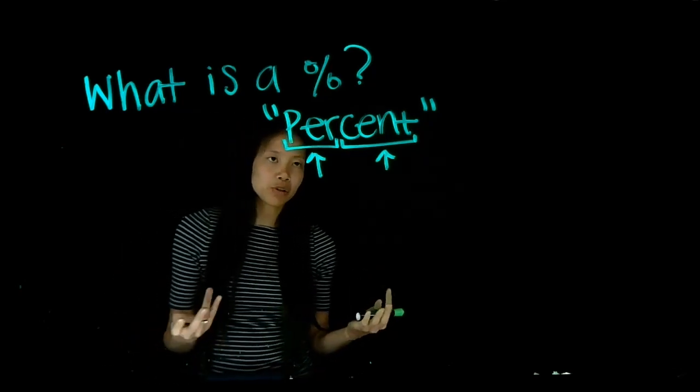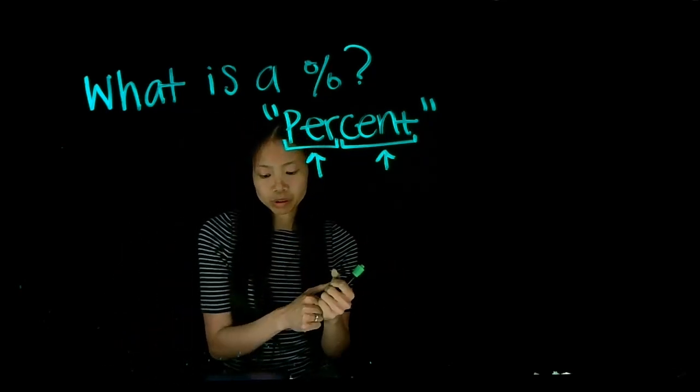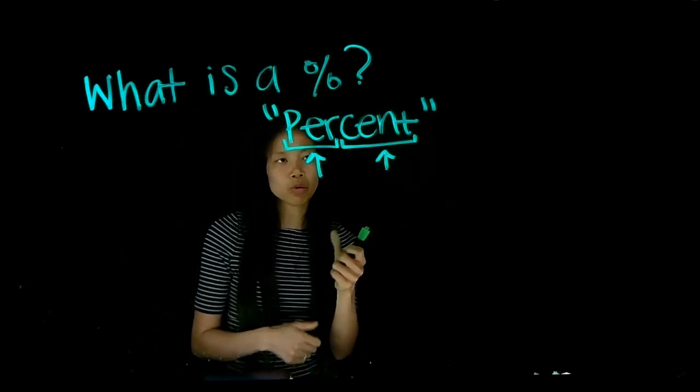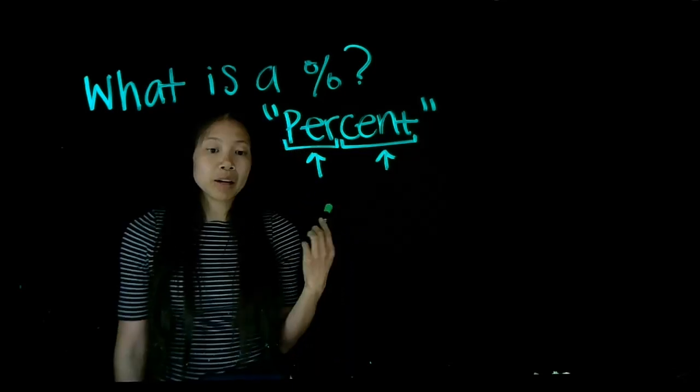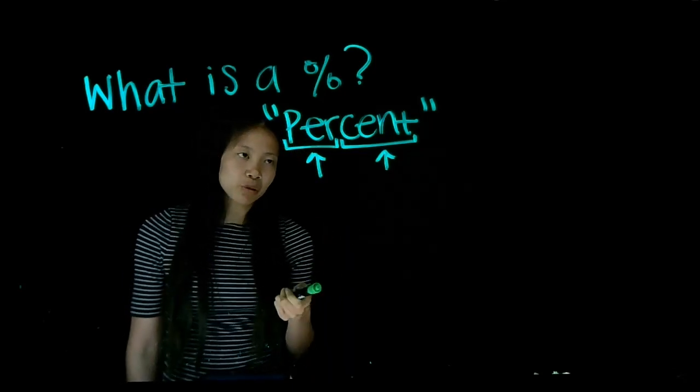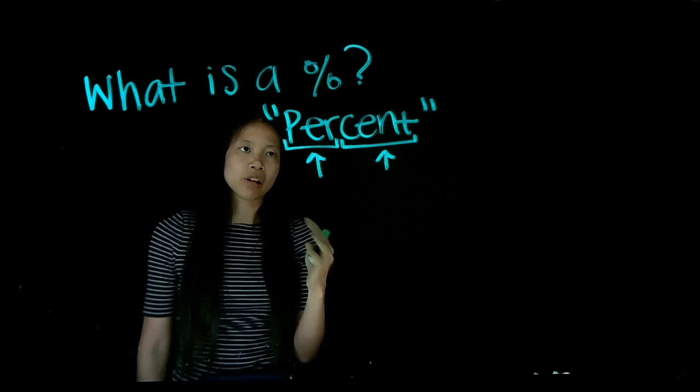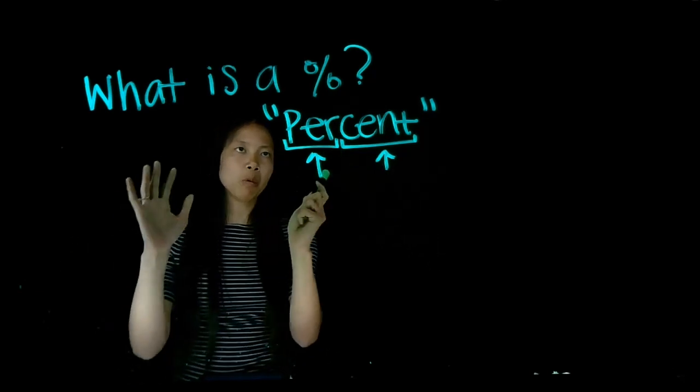Specifically with exponential growth, with a lot of real world examples, we're either increasing by a certain percentage or decreasing by a certain percentage. We're going to talk about how to work with exponential equations and percentages. So we're going to back up just a little bit and talk about what is a percent.